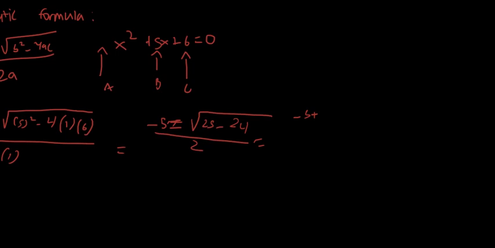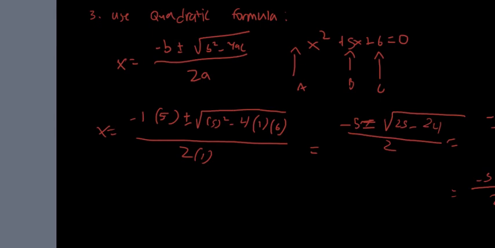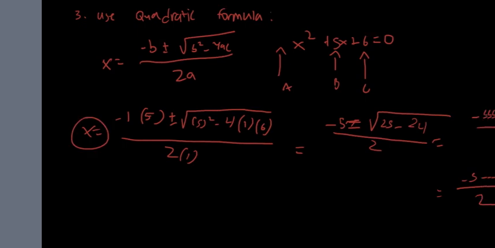So the square root of 1 is 1, plus the square root of 1 over 2. And we're also going to solve it for minus 5 minus 1 over 2. So if we solve that out, this becomes minus 4 over 2, which becomes minus 2. And if we solve this out, we get minus 6 over 2, which is equal to minus 3. So these are our two answers, because remember, this whole thing has x is equal to. So this is solving for x.